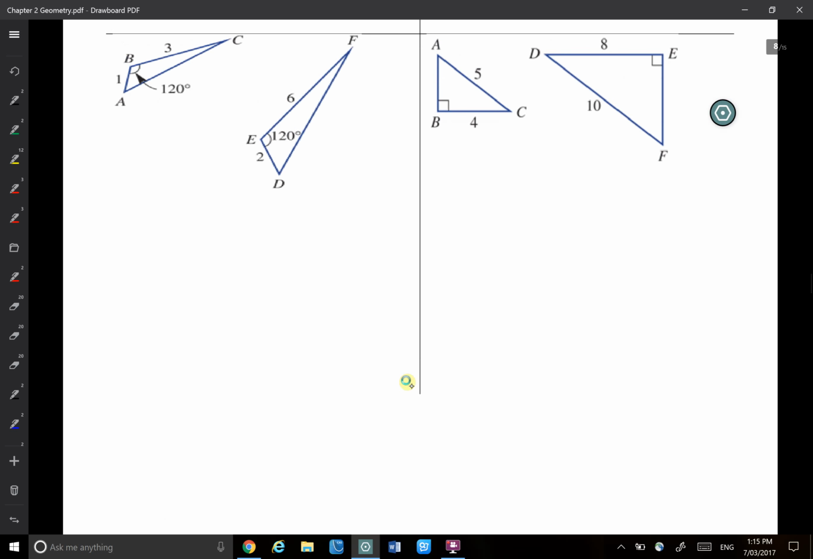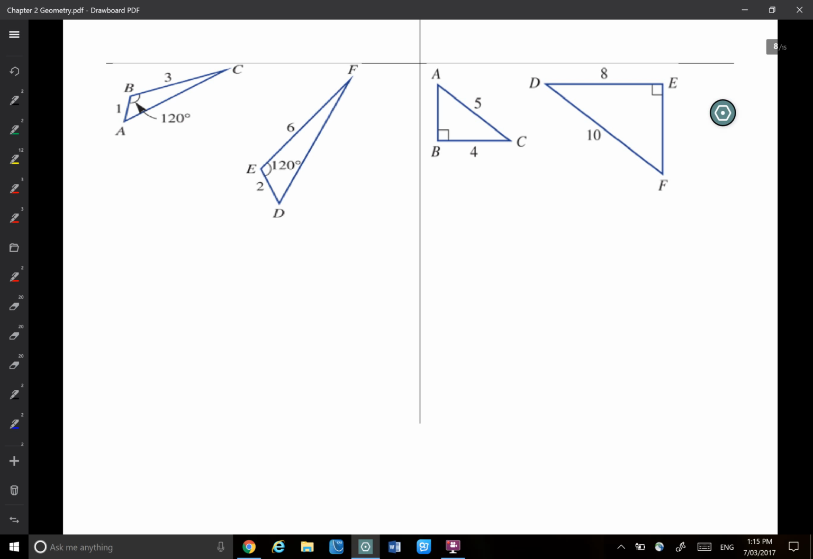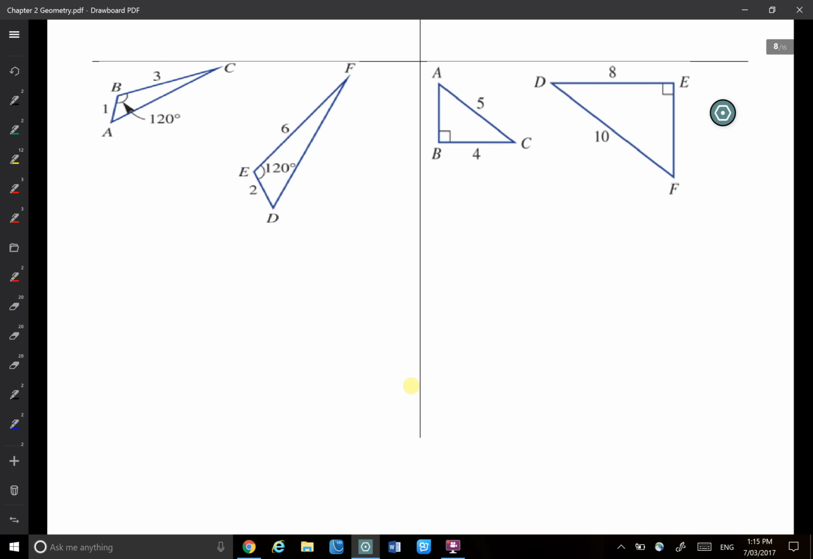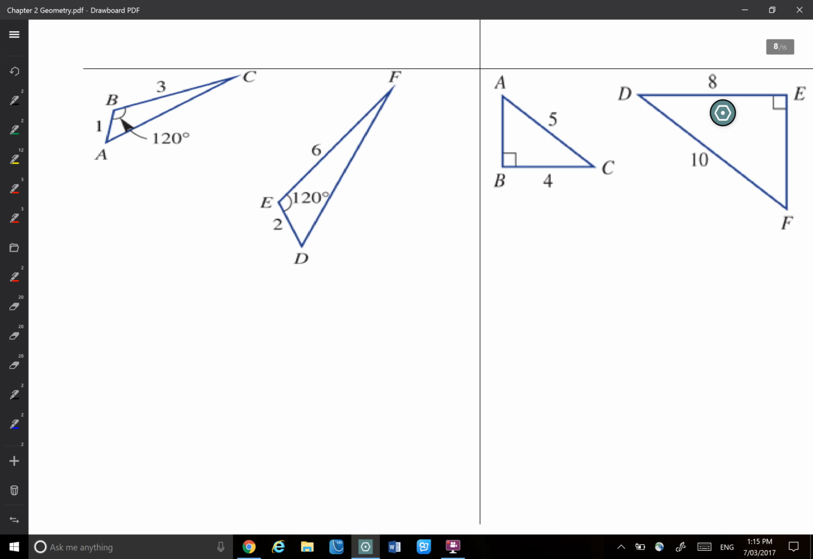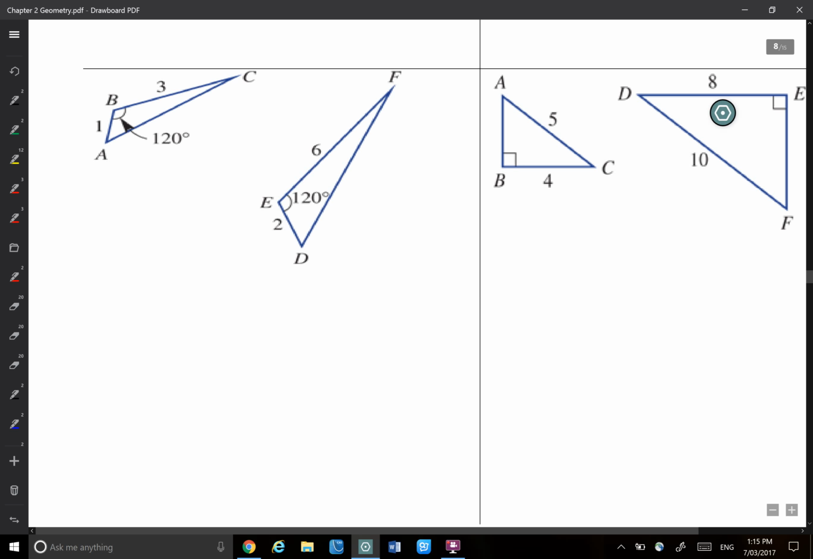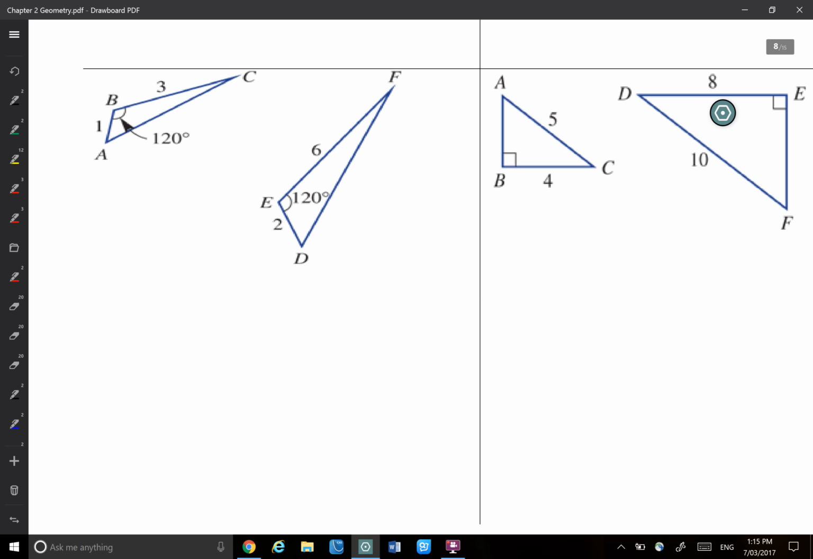If we have 2 triangles, ABC and EDF, and I want to prove those 2 are similar triangles, first of all, let's see: 1 is the smaller one and 2 is the smaller one, so it's a 1:2 ratio. BC and EF are the longer ones, so 3:6 is a 1:2 ratio, so you have the same ratios and you have the same angles.